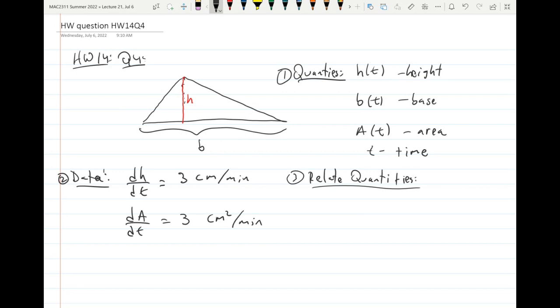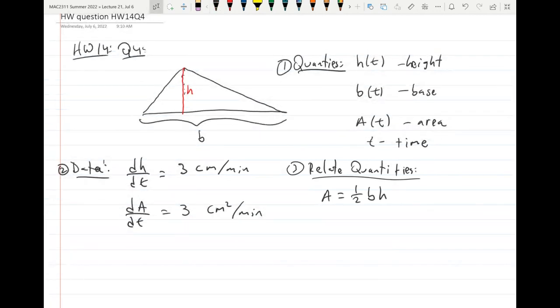V equals... there's no V here. No, that's wrong. There is a triangle. What's the formula for the area of a triangle? A equals pi r squared. No, that's wrong. It's 1/2 base times height, right? We're talking about a triangle. There's no circle here. So it's 1/2 the base times the height. Yes? Yes. So we have our quantities related, and then we need to take the derivative to relate the rates.